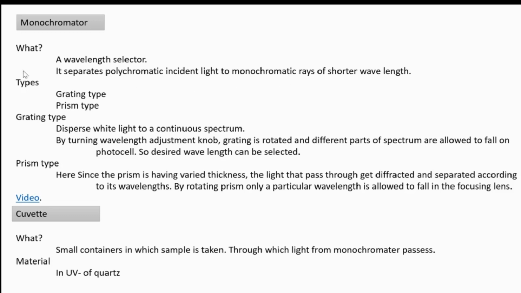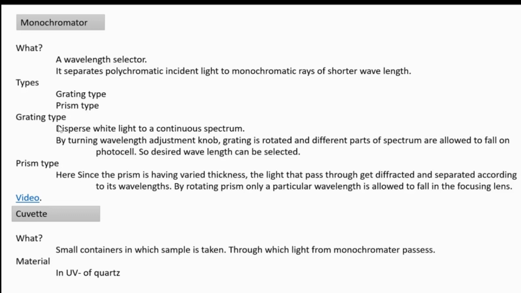I think you understand. Monochromators are of two types mainly used in the spectrophotometer. Grating type is there and prism type is there. So we need to understand what is grating type and what is prism type. Both monochromators do the same work, that is, they separate the incident light into different wavelengths and select one wavelength to pass through the solution that we need to investigate.